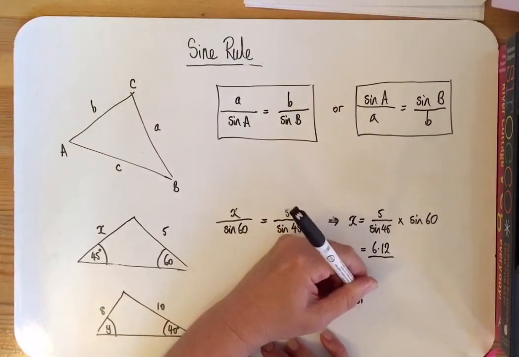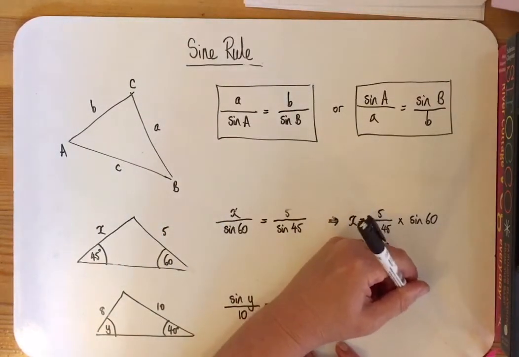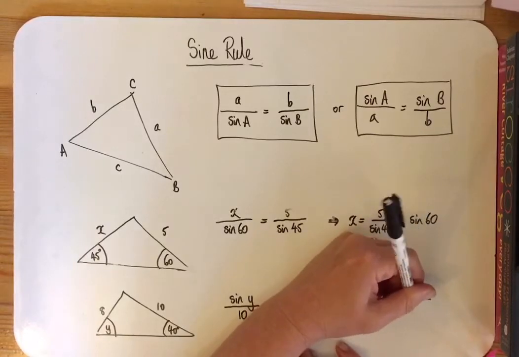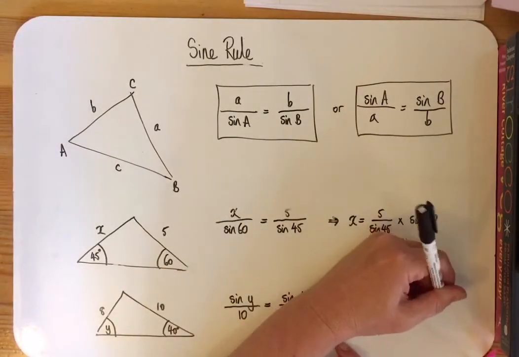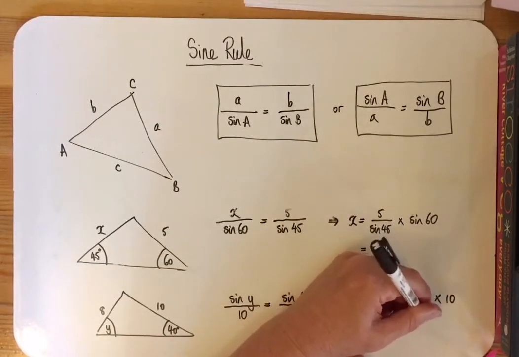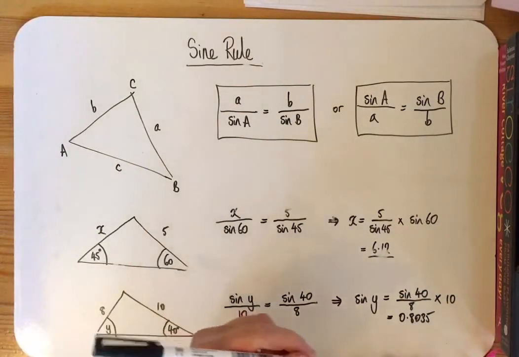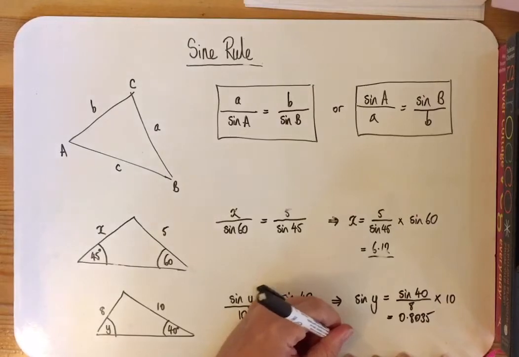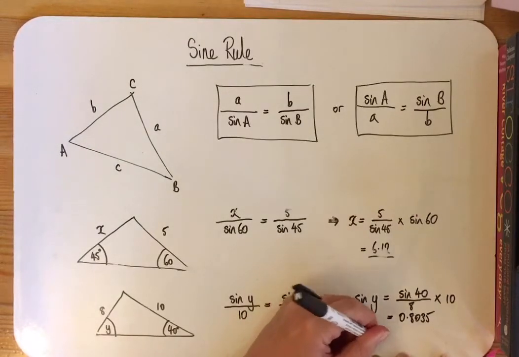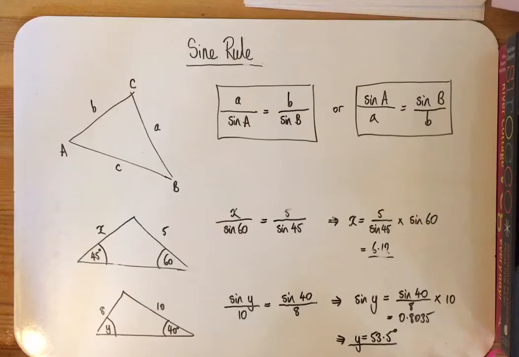So from there, sine y is equal to sine 40 over 8 times 10. That gives you sine y is 0.8035. Use the answer button on your calculator, but if you do shift sine of 0.8035, then y comes out as being 53.5 degrees. So that should be straightforward revision.